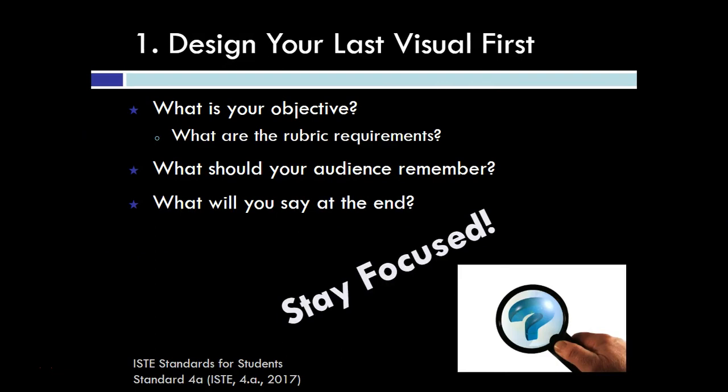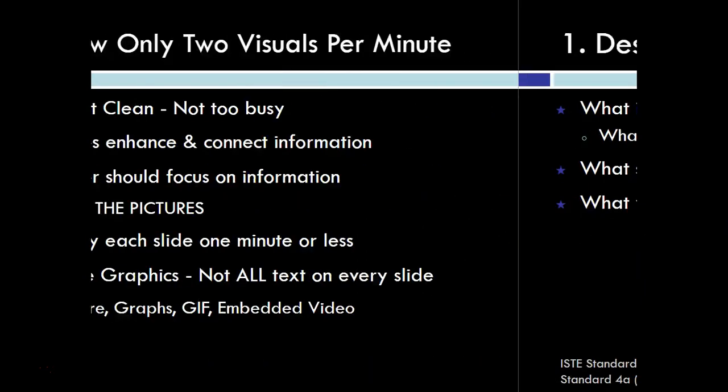You want to think about what's the message I'm trying to communicate, what are the rubric requirements for this presentation, and what do you want your audience to remember? What do you want this to stand out for them? And so you want to think of what your last statement you're going to make is, what your last visual will be, and work from there, work backwards. Make sure you stay focused in your message and that everything in your presentation leads back to that information.